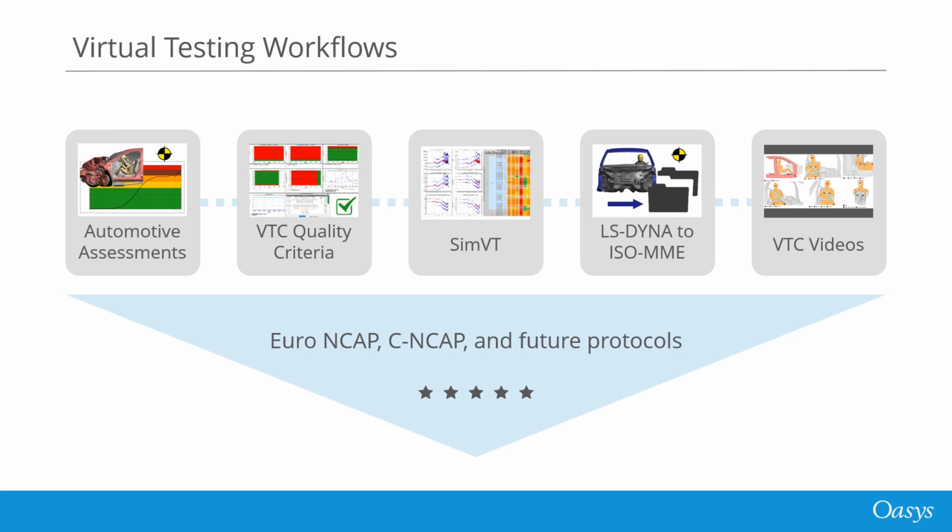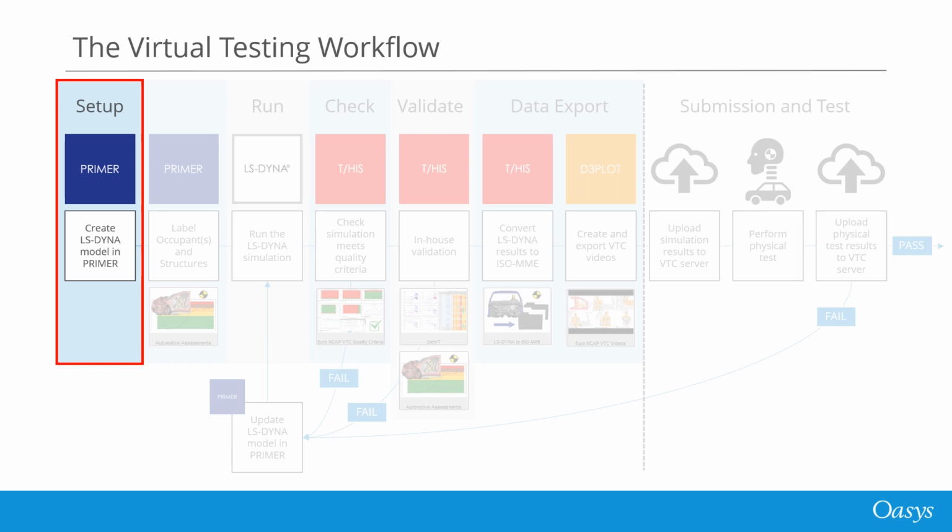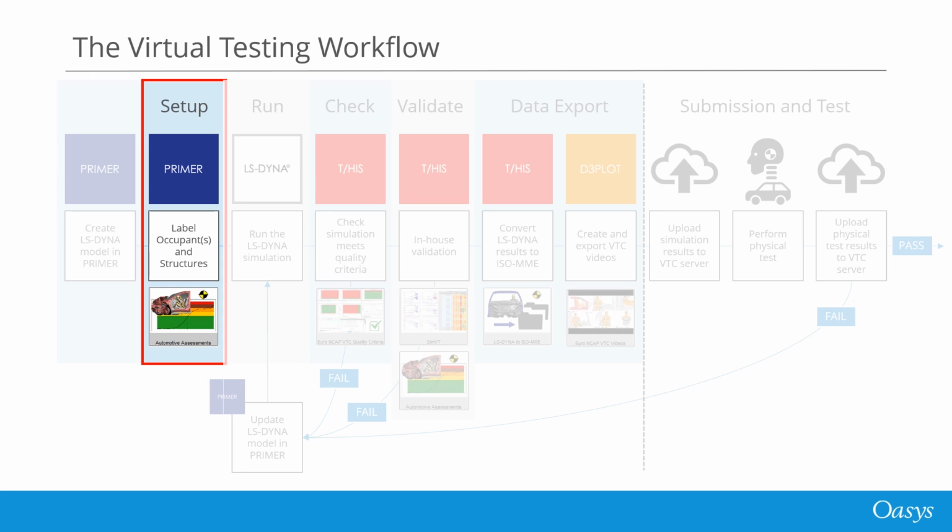Let's take a closer look at the solution we developed for each of the protocol requirements and see how they address the challenges identified. Here is an overview of virtual testing workflows. Let's talk through the steps. It begins with model creation in Primer. Next, the automotive assessment tool is used to label your occupants and structures, ensuring that you have requested all required outputs before running the simulation.